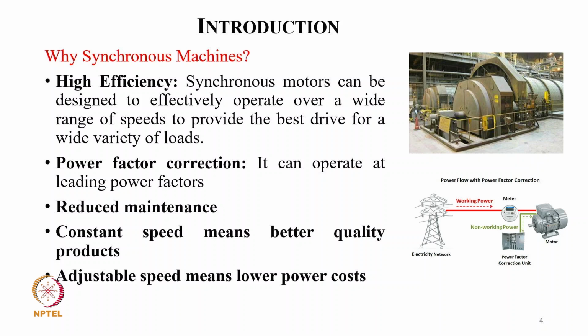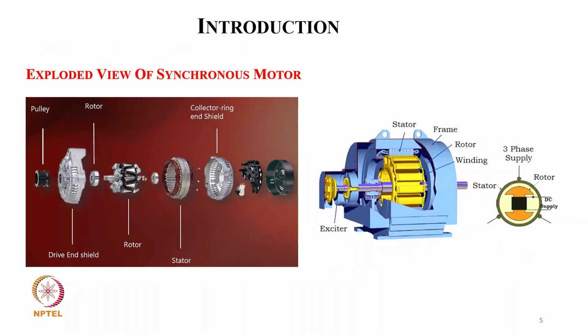So coming to why synchronous machines: they are used for high efficiency. Synchronous motors can be designed to effectively operate over a wide range of speeds to provide the best drive for a wide variety of loads. And power factor correction: it can operate at a leading power factor also, to correct the power factor of the other loads, as shown in the figure. And reduced maintenance, constant speed means better quality product, and adjustable speed means lower power cost.